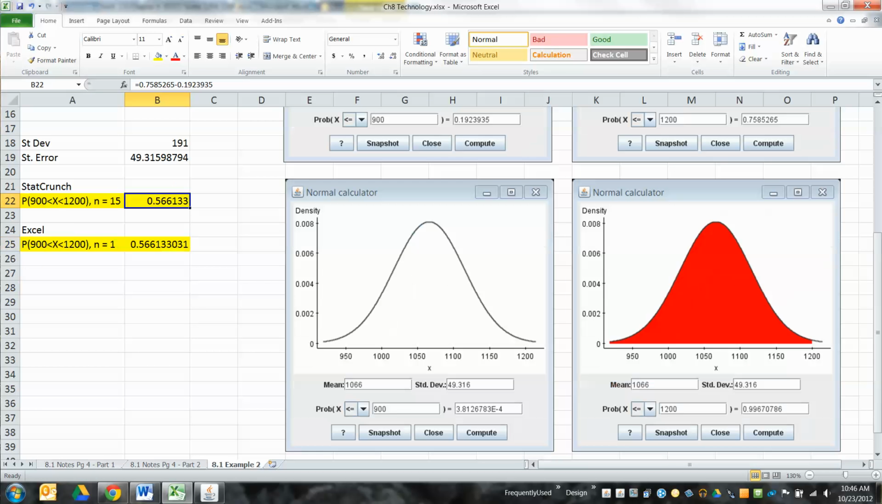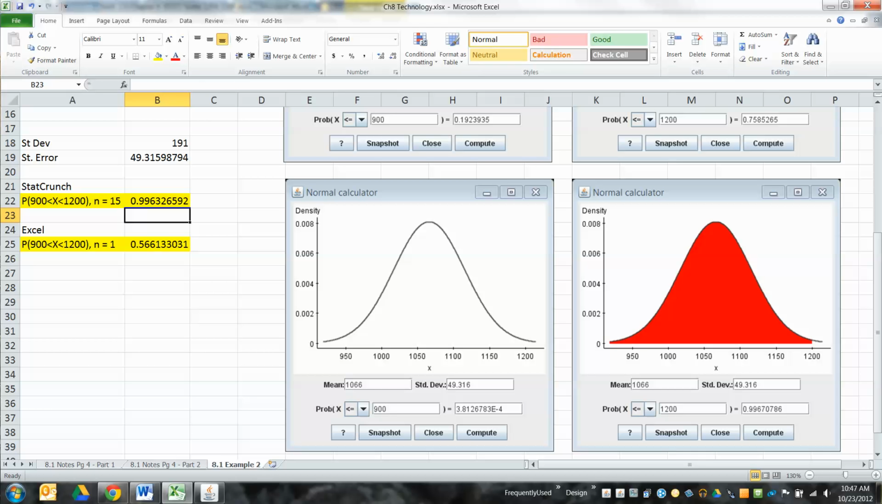Okay, so I can take it by saying it's equal to 0.99670786. That's the one on the right, the big one, minus. Now remember what that is. That's 0.003812678. You got to move the decimal 4 spots to the left. So the first one takes the 3, and then you move it 3 more spaces over.